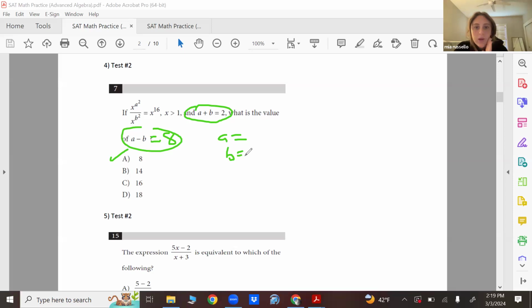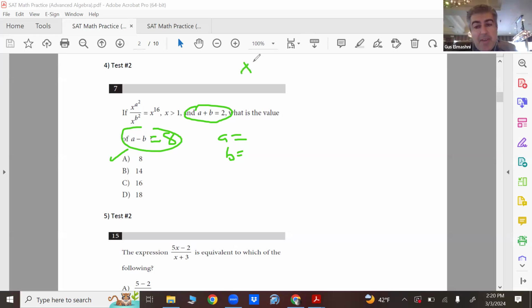Would A be 16 and B be 8? But then 16 plus 8 is 24, not 2. When it's 2, you've overshot it, yeah. So is it just 1 plus 1? But then 1 minus 1 is 0. It's got to work for both, right? Oh, okay. So what you could do is this.